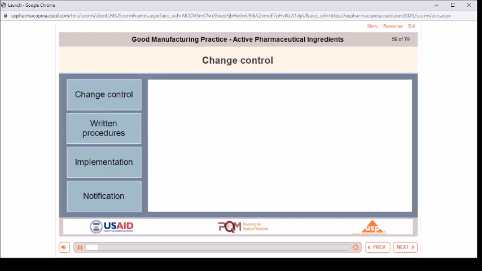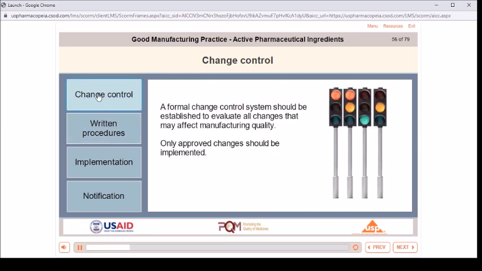Change control. A formal change control system should be established to evaluate all changes that may affect manufacturing quality. Only approved changes should be implemented.